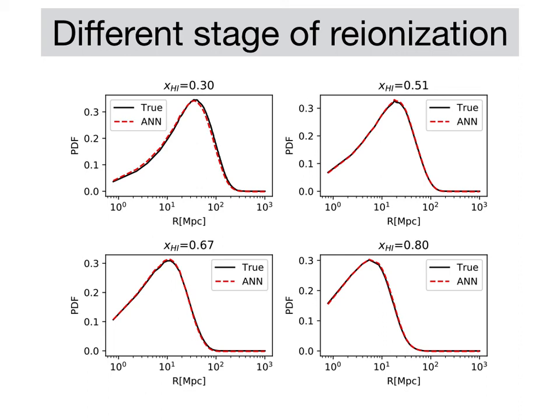So far, we have seen the bubble size distribution at a fixed neutral fraction. Here, I show the bubble size distribution at each stage of reionization. Here, I show the bubble size distribution at neutral fractions of 0.3, 0.51, 0.67, and 0.8. And as you can see, the ANN can recover the bubble size distribution at each stage of reionization.